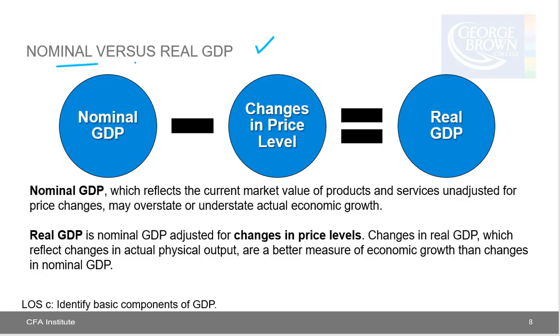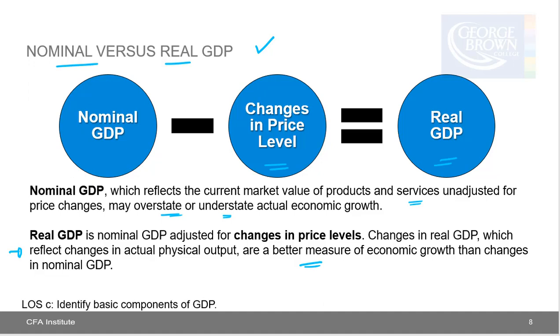Now this is an important slide, an important point. We're looking at now nominal versus real GDP, okay? So nominal GDP minus changes in the price level equals the real GDP. Nominal GDP, which reflects the current market value of products and services, is unadjusted for price changes. It may overstate or understate the actual economic growth. Real GDP is nominal GDP adjusted for changes in the price levels. Changes in real GDP, which reflect changes in actual physical output, are a better measure of economic growth than changes in nominal GDP.